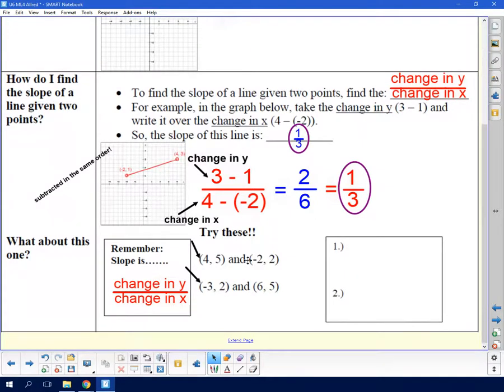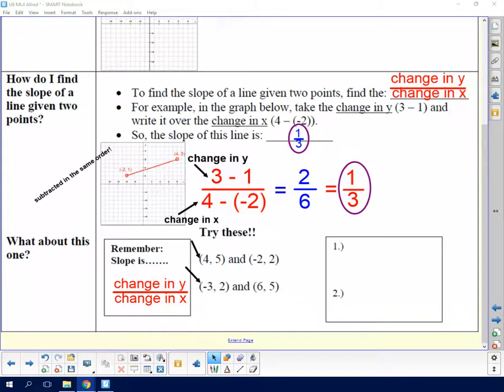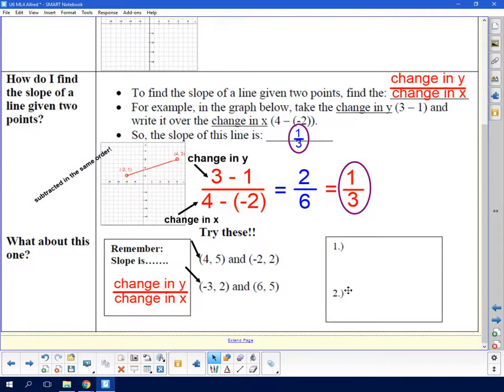Thank you. So I hope you looked at number 1 and number 2 there. I've got 4, 5, and negative 2, 2. What I did there for that first one was I subtracted 5 and 2. And when I subtracted 5 and 2, I got positive 3. And then I subtracted 4 and negative 2. When I subtracted 4 and negative 2, I got positive 6. So I got 3, 6 there for that first example. I simplify that to 1 half for that first example there. So I'm going to call the slope of that line 1 half.